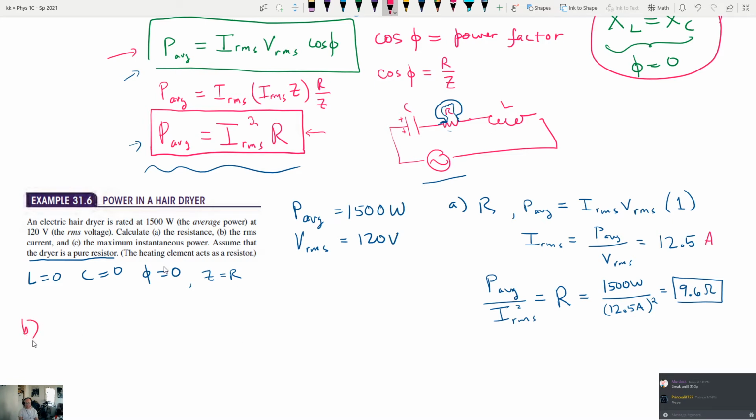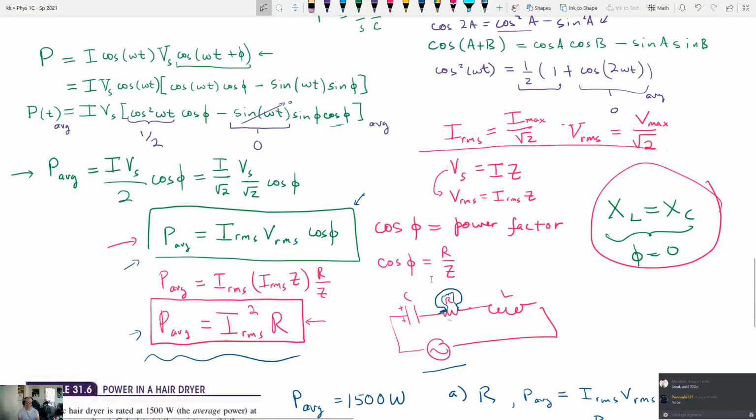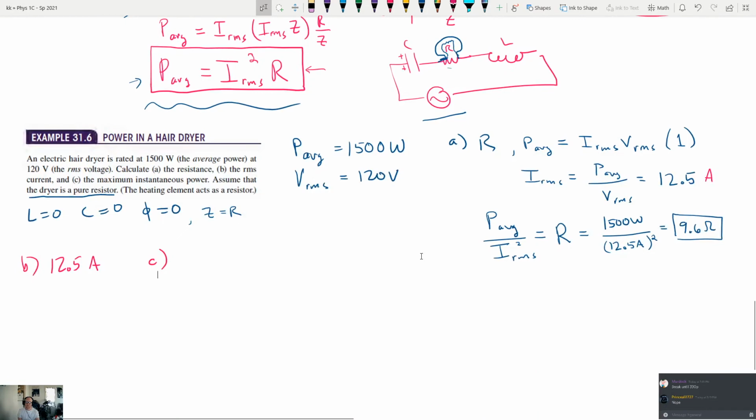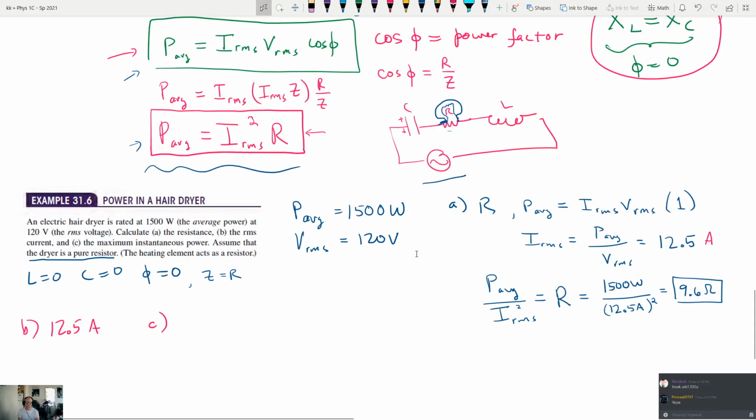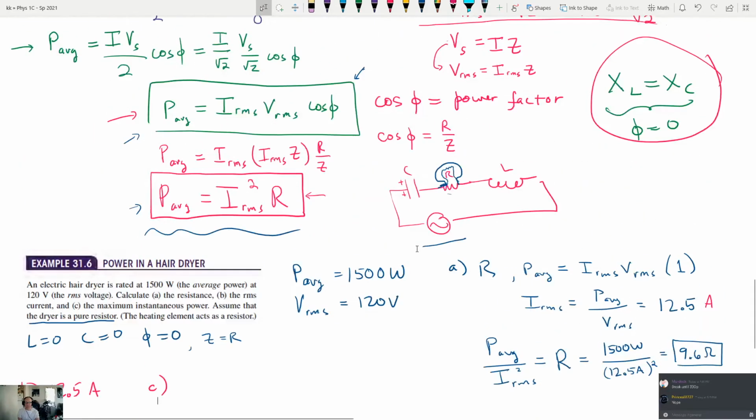Part B. We want to calculate the IRMS. Well, we already did it. 12.5. And then part C, the maximum instantaneous power. So for maximum instantaneous power, it would just be I, not IRMS. Well, so it would be root 2 IRMS. That's what I think it's going to be, something like that.